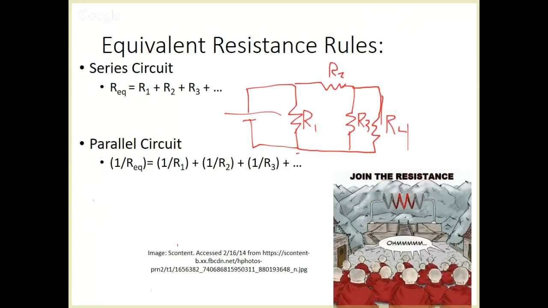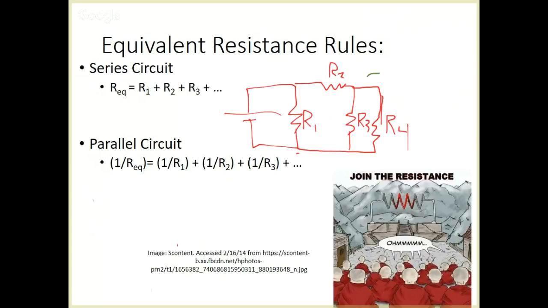So the way that this is drawn, I'd have a path just through R1 and done. I'd have a path through R2, R3 and done. And then a path through R2, R4 and done. So now I can't say that R2 and R3 are in series because there's a junction between them. I can't say that R2 and R3 are in parallel because there's a path that takes me through both of them.